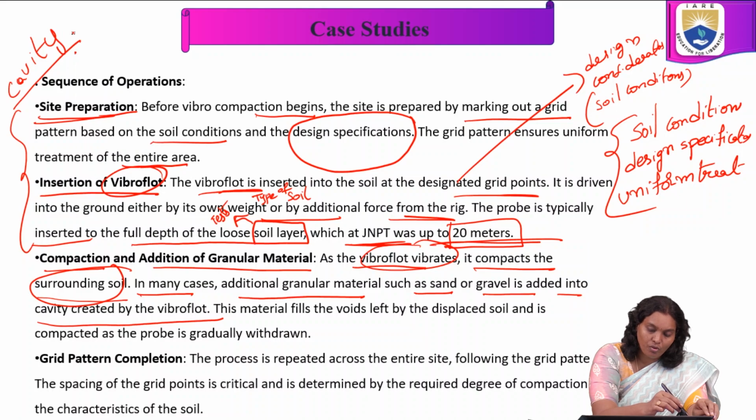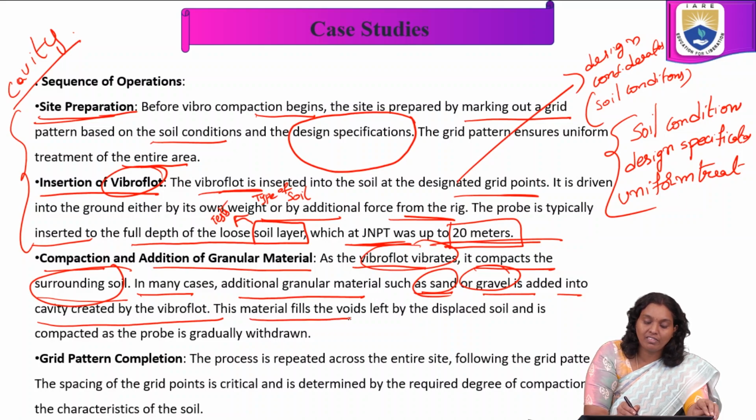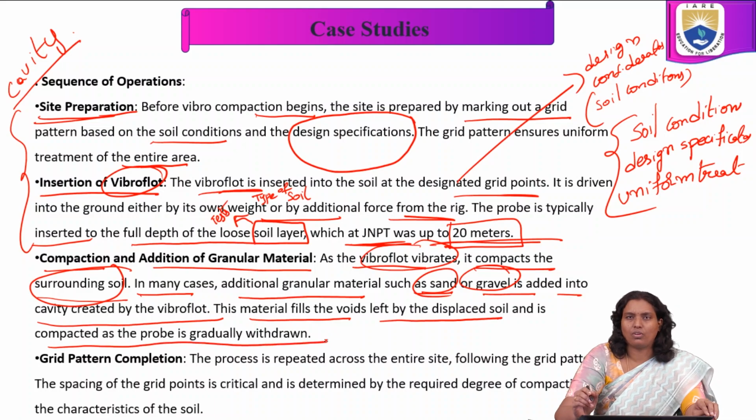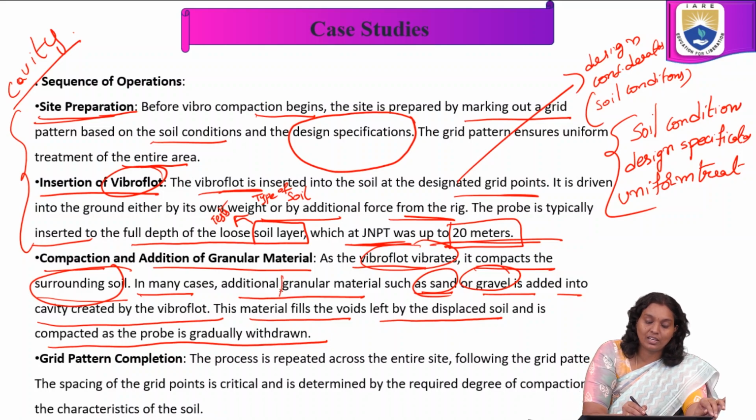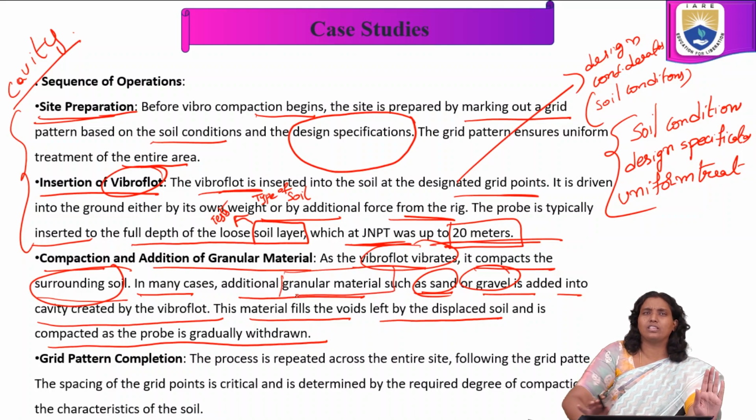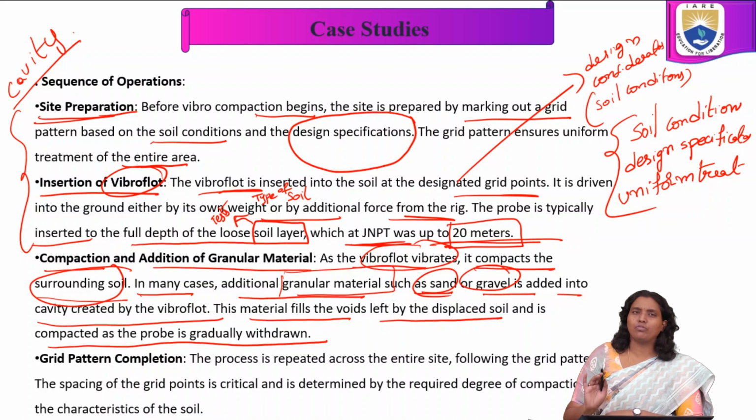Whenever the cavity is created by the vibro float, sand or gravel is added into the cavity. The material fills the voids left by the displaced soil and is compacted, and the probe is gradually withdrawn. So, in many cases, the addition of granular material is required. In very few cases there is no need of this, because the cavity won't form. In that scenario, we are not going to add it; otherwise we have to add these things, and it is compacted in this particular stage.